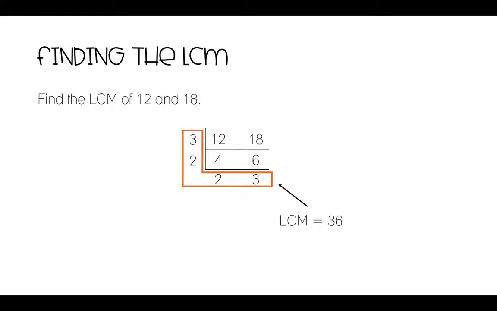Now, it's important to know that you have to have all the numbers in the bottom of the L with no more common factors. So 2 and 3 have no more common factors, so that's as far as we can go with this. Let's look at another example.